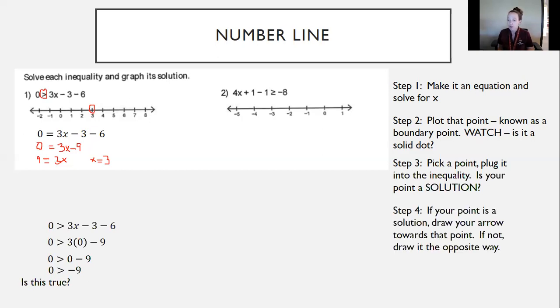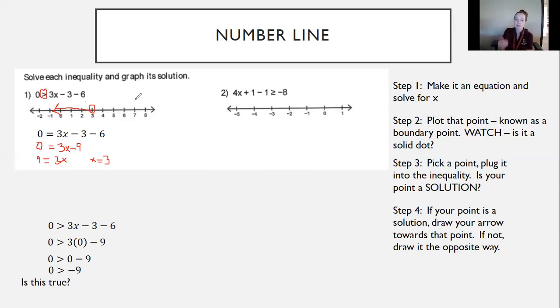All right, so then you go to step 4. Step 4 is on your point. If it is a solution, draw your arrow towards that point. Well, 0 is a solution. 0 is greater than -9. So my solution, I'm going to draw my arrow towards 0 because 0 works. And what that means is every number to the left of 3, it doesn't include 3, but every number to the left of 3 is a solution to that inequality. That means we have a lot of solutions.